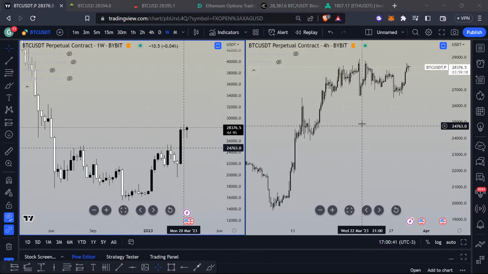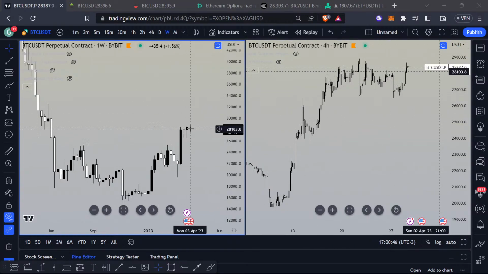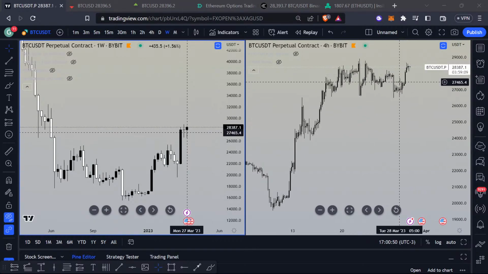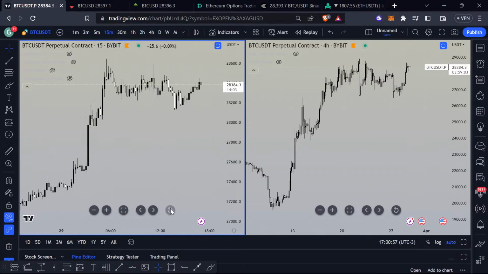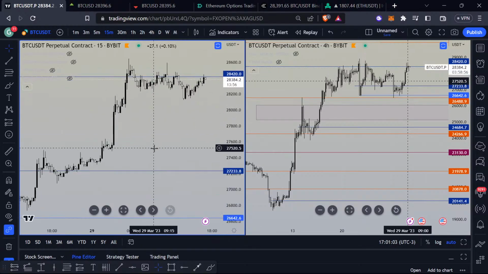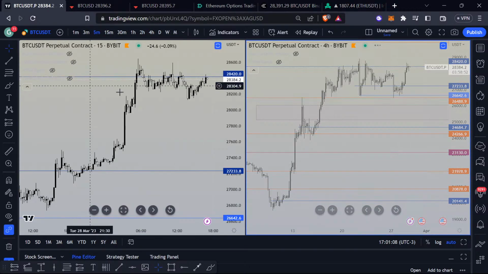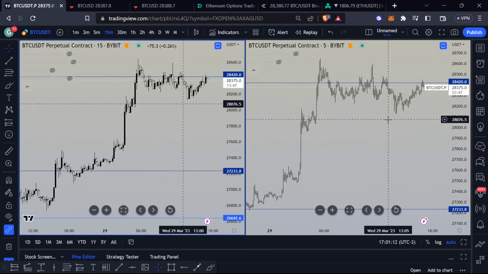So as I was mentioning, the main idea with creating your bias is that you use the higher time frame to create your bias, and then you monitor the trades you make on the lower time frame. In this case, what I wanted to do was to show you how I use the contextual levels and how I use the indicators. So I like to use a 15-minute chart and a 5-minute chart.